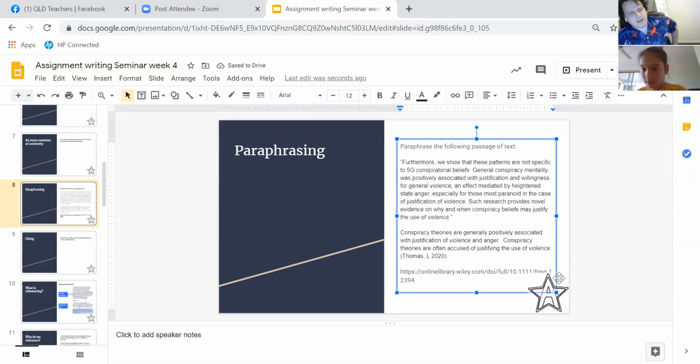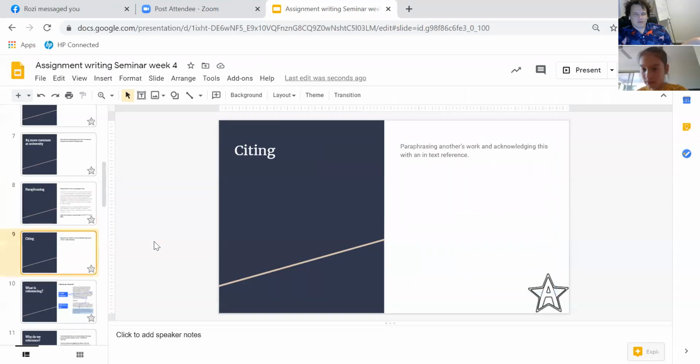So that's how we expect the original authors of pieces. We paraphrase their work, and then at the end of our paraphrasing, we tell the world who came up with this idea. And this is called citing. So this is called an in-text reference or in-text citation. And it's paraphrasing another work and acknowledging this with an in-text reference at the end.